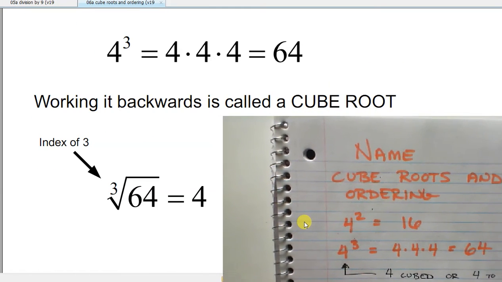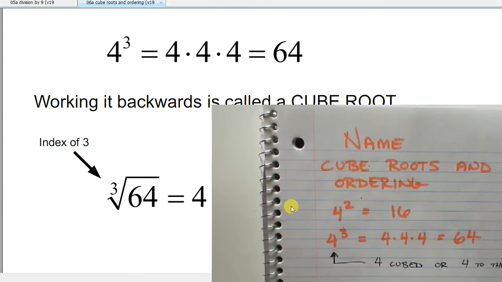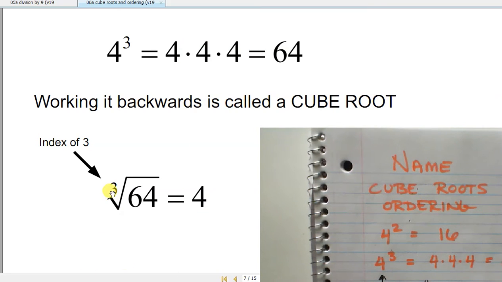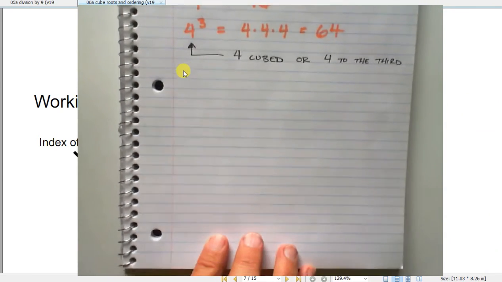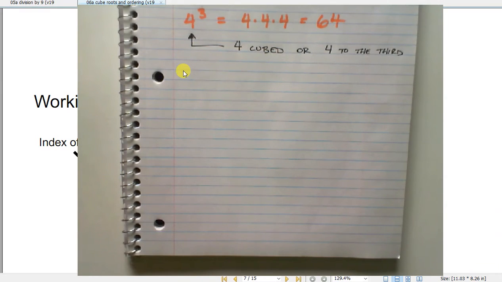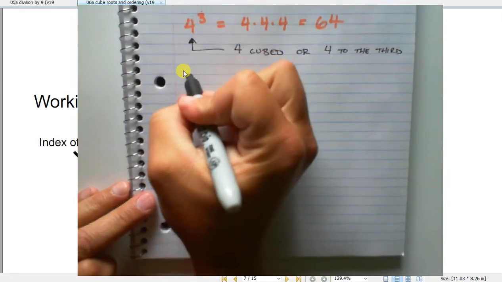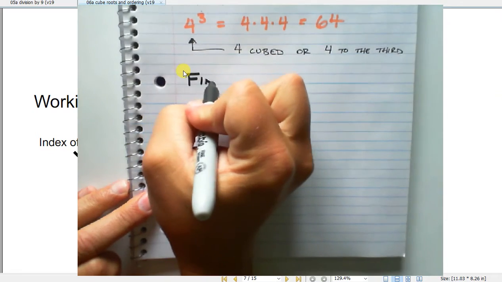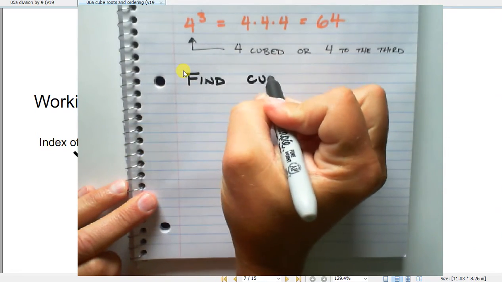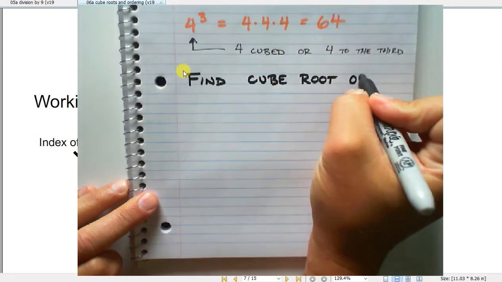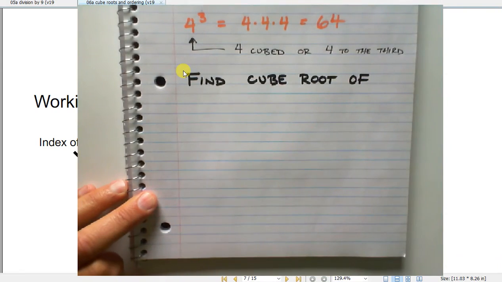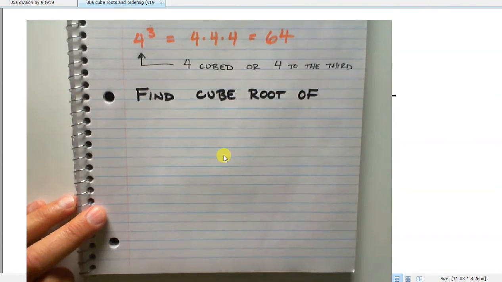Now, working it backwards, I get cube roots. Notice a cube root has a little number here. It's called the index of 3, and it tells me I'm finding a cube root, not just a square root. So let's do a cube root. We're going to find the cube root of 64.